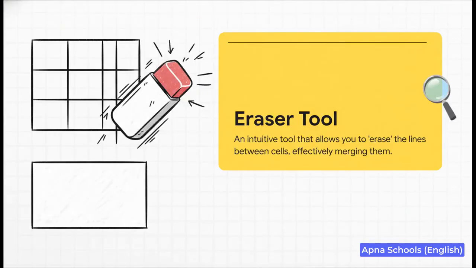And number two, the Eraser tool. This is actually a really fun and intuitive way to merge your cells. Forget all that selecting and clicking merge. Just grab the eraser and literally click on the lines you want to disappear. It's kind of like drawing, but in reverse.